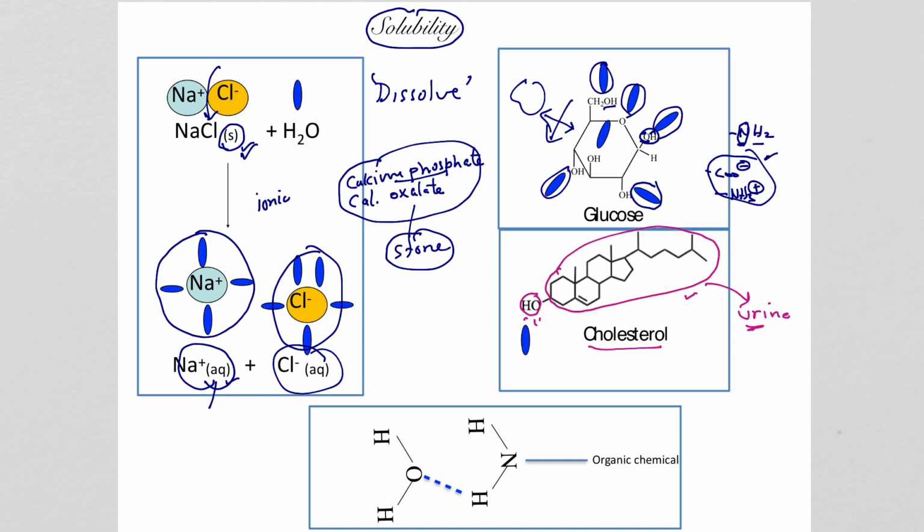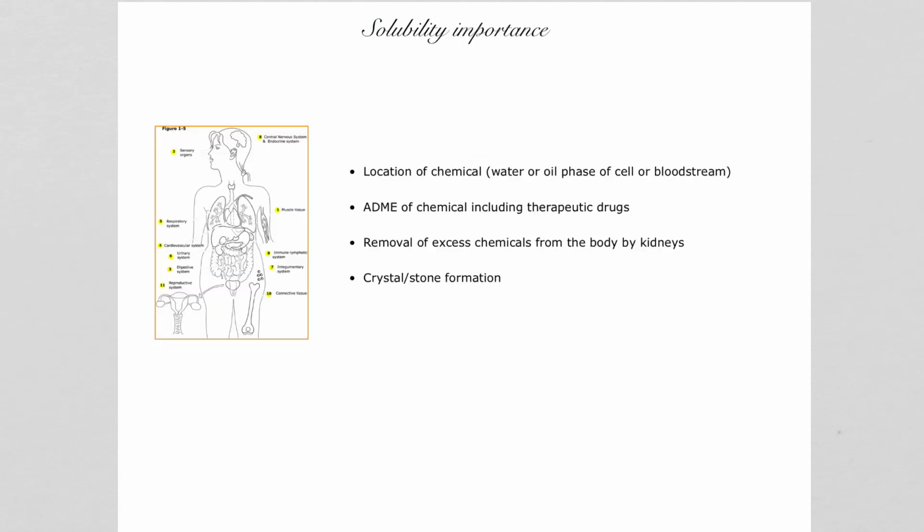So in general, organic chemicals, if they have electronegative atoms, groups such as amines and hydroxyls and so on, those chemicals can hydrogen bond with water. The water can surround those chemicals, and they tend to be more soluble than the ones like cholesterol that do not have these groups. Why is solubility so important?